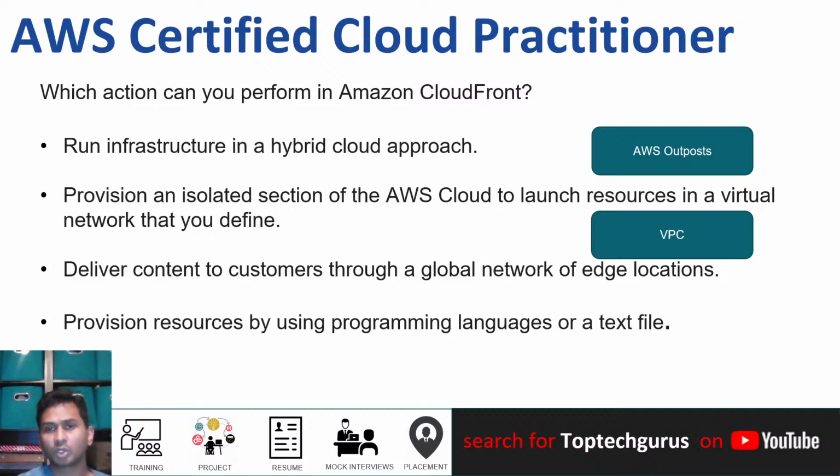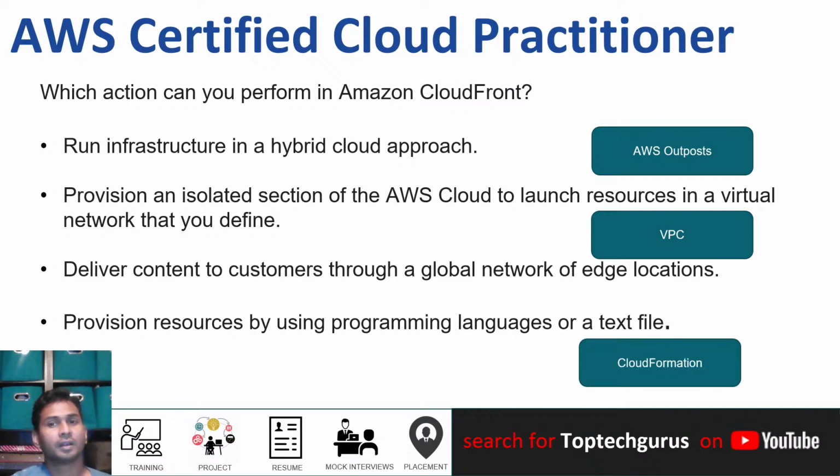Provision resources by using programming languages or a text file. Okay, so this one is CloudFormation. Again, one very frequently asked option or question is about this CloudFormation. So noted. If you want to do infrastructure as code, you write a quick text file as a JSON or YAML file, and then using that you provision some resources, including a set of EC2 instances that auto scale, that have these security groups. They connect to these databases.